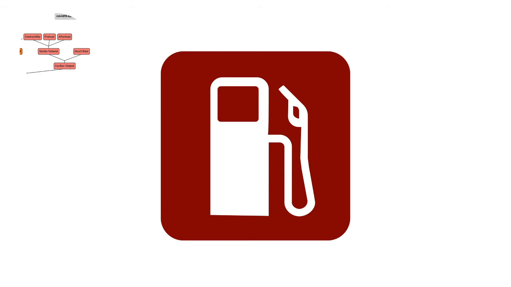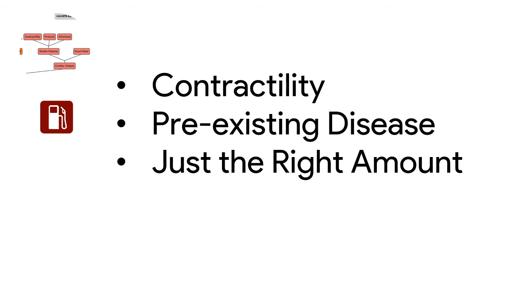First, let's dive into the pump, which is the heart. Its main job is to pump blood around. Its ability to pump is dominated by a number of issues, but more so by a pre-existing disease such as reduced ejection fraction. To function properly, it needs just the right amount of squeeze.